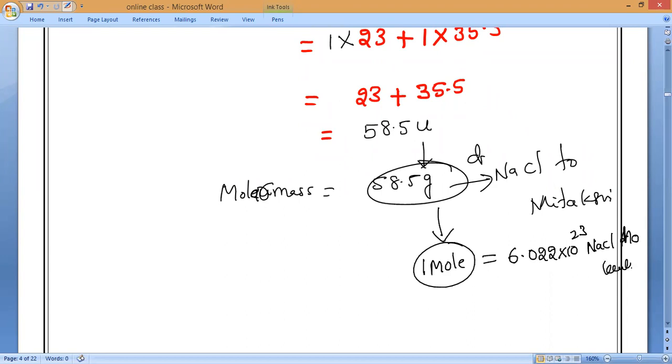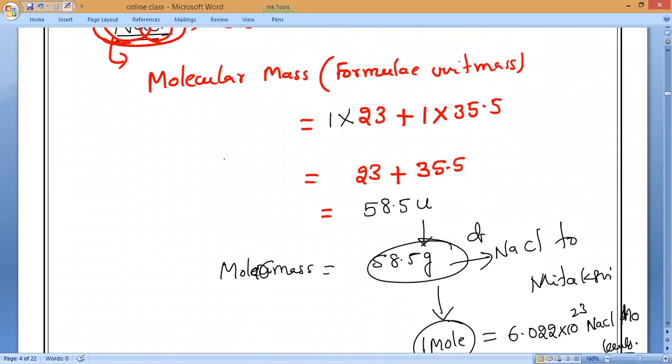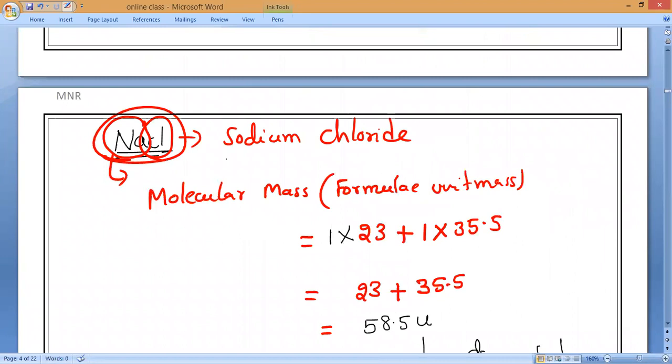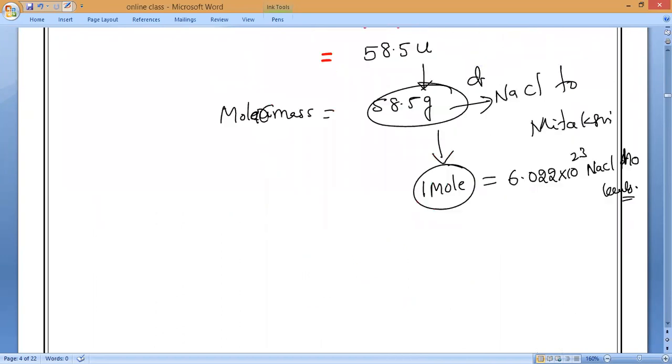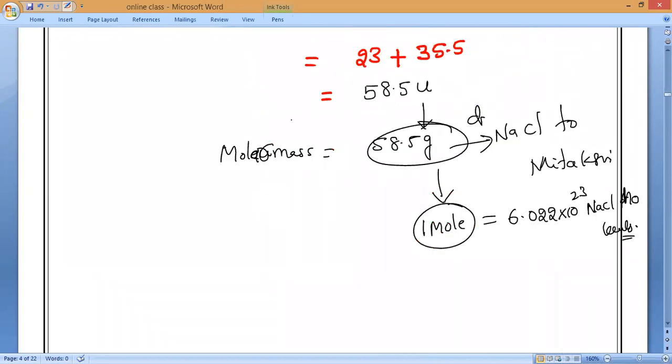Is it understood? I don't think anybody has a doubt in this concept. I hope everybody is clear. So everything is very careful. Molar mass is equal to 1 mole of substance. 1 mole of substance is equal to the Avogadro number of any substance.